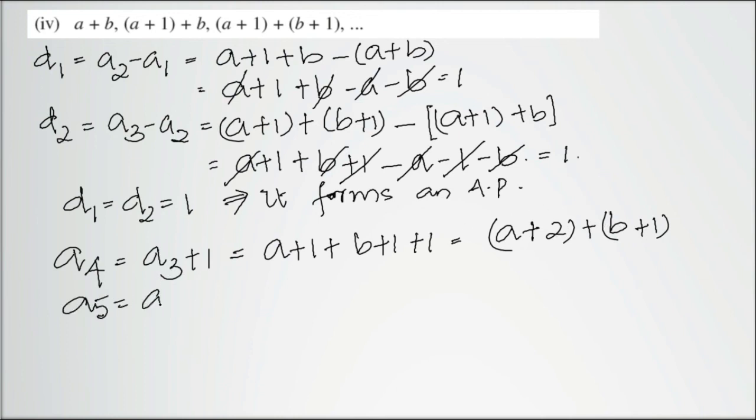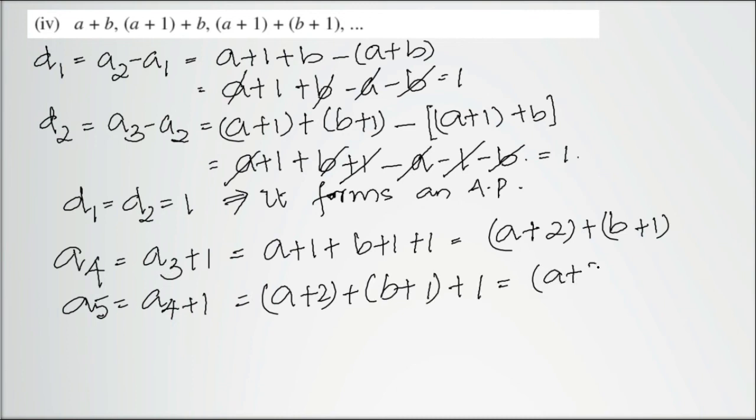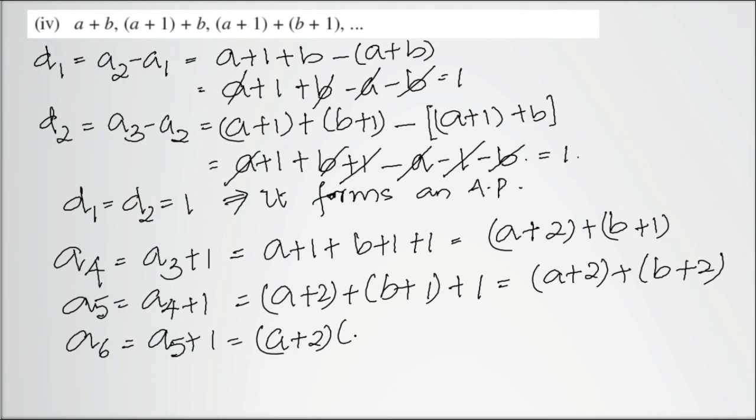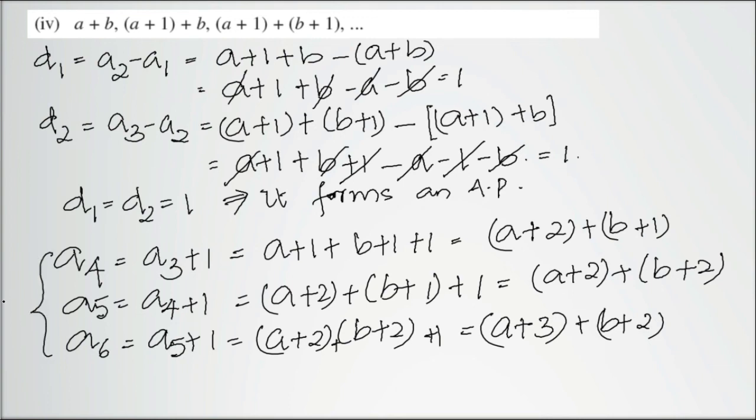A5 will be a4 plus 1, which will be a plus 2 plus b plus 1 plus 1. I can write it as a plus 2 plus b plus 2. So 1 has been added. The sixth term is the fifth term plus 1. So a plus 2 plus b plus 2 plus 1. Now I'll consider it along with a, so a plus 3 plus b plus 2. These are the next three terms.